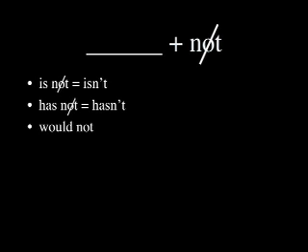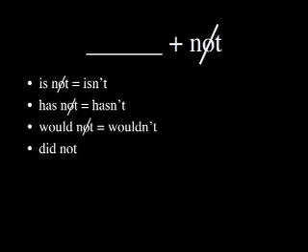To make a contraction from the two words would and not, put the two words together, remove the O, and put an apostrophe where the O used to be. The two words would and not mean the same as the word wouldn't.